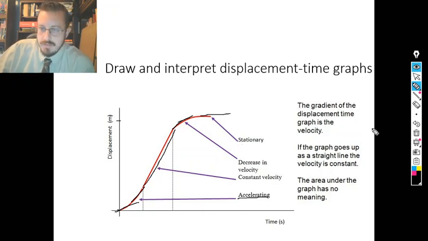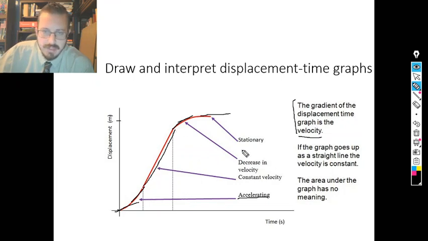So the gradient of the displacement-time graph is velocity. That's a very noteworthy statement there, right? That's going to be very helpful to us if we're given graphical information, data. We could calculate what the velocities are by looking at slopes. If the graph goes up as a straight line, the velocity is constant, right? So the slope isn't changing, so it's a constant velocity.